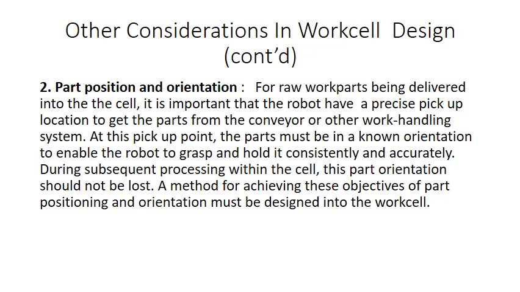Two, part position and orientation. For raw work parts being delivered into the cell, it is important that the robot have a precise pickup location to get the parts from the conveyor or other work handling system. At this pickup point, the parts must be in a known orientation to enable the robot to grasp and hold it consistently and accurately. During subsequent processing within the cell, this part orientation should not be lost. A method for achieving these objectives of part positioning and orientation must be designed into the work cell.